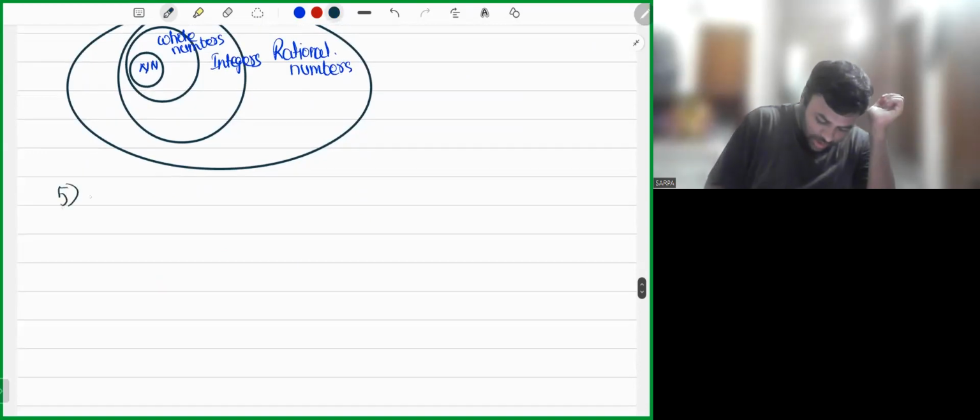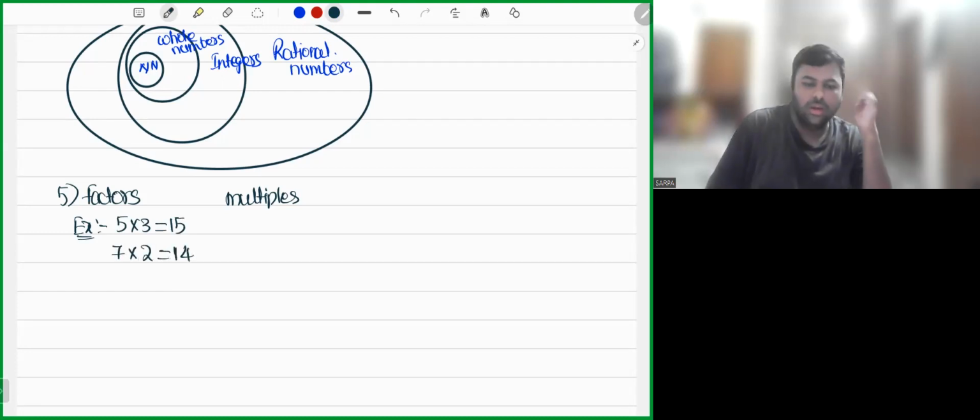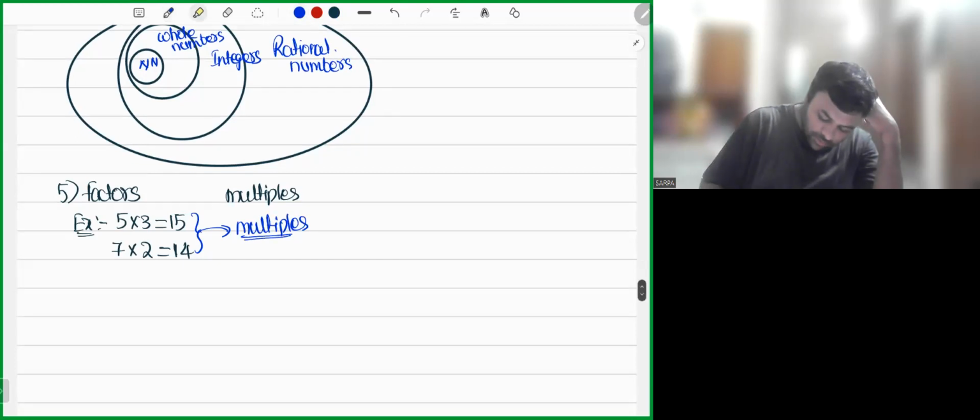Now, the 5th one. What are factors and what are multiples? Example, I am writing 5 into 3. What is 5 into 3, sir? 5 into 3 is 15. I am writing 7 into 2. What is 7 into 2, sir? 14. This 15 and 14 are called multiples in number system. This 5 and 3 are called factors of 15. 7 and 2 are called factors of 14.